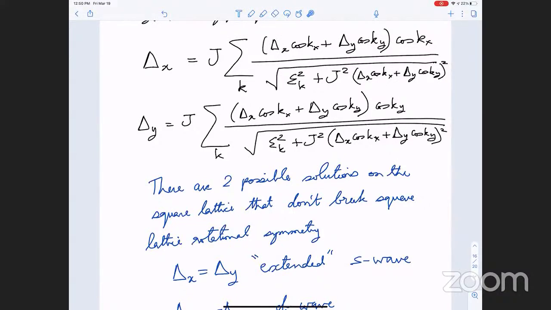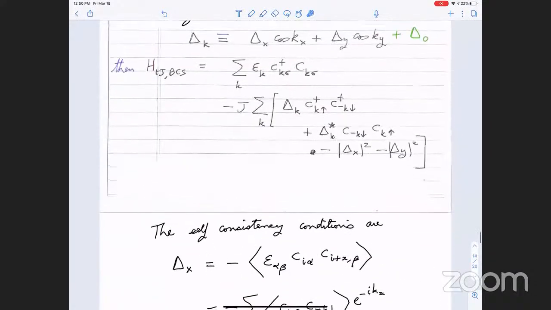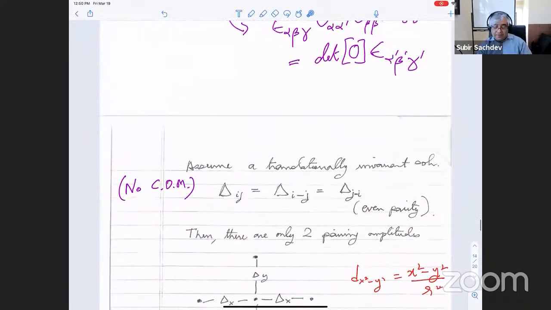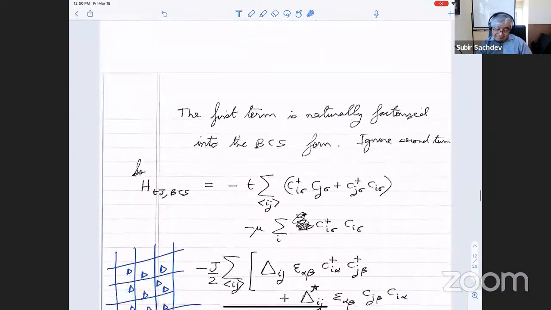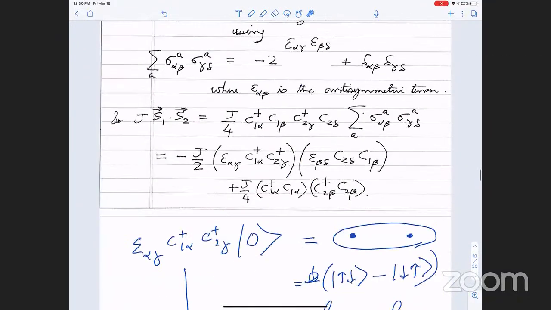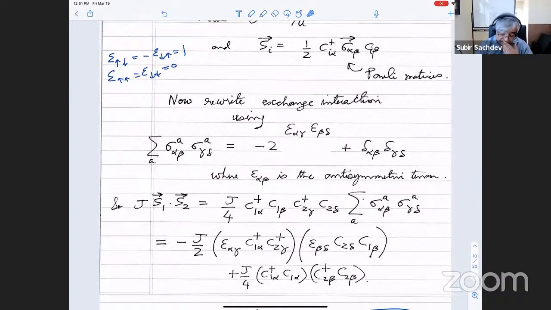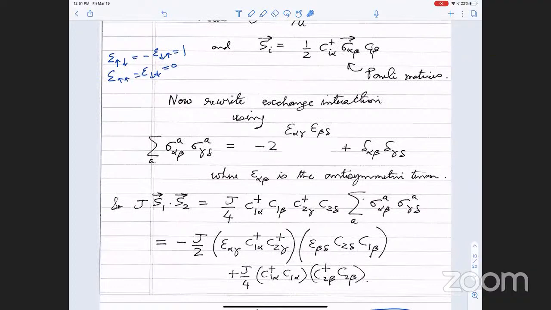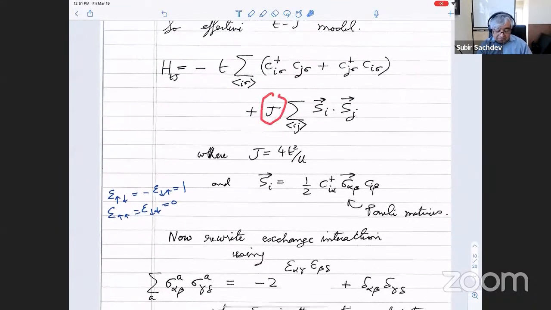I see. So in some sense, this dimer term in our case is the perturbation essentially. Yes, right. This dimer term is small, in the sense that J is smaller than little t. This J is smaller than t.